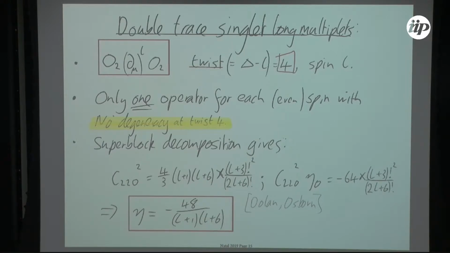Okay, so at twist 4, there is in fact only one operator. The only long multiplet I can write down is O2, d mu to the L O2, and here the SU(4) is contracted, so it's a singlet. So there's only one operator, and now the naive thing works. I extract my block from the 2222 free theory. I get this. I extract it from the supergravity theory. I get that. If you like, I can divide them and get an anomalous dimension. This was done many years ago by Dolan and Osborn.